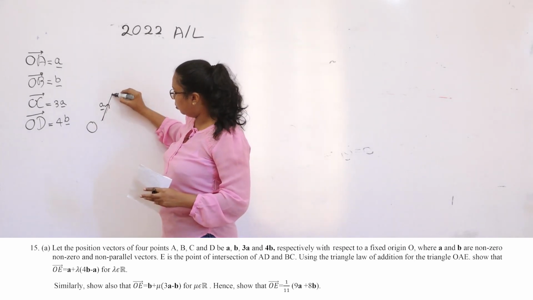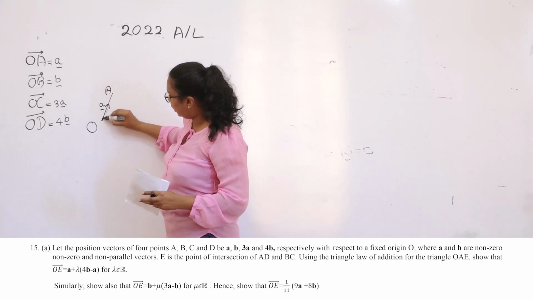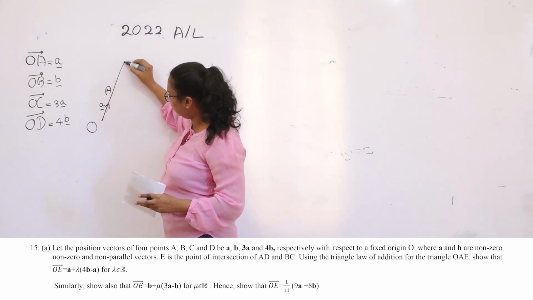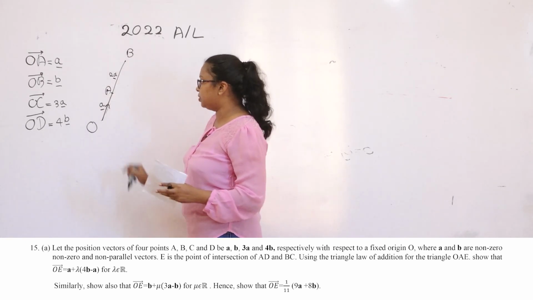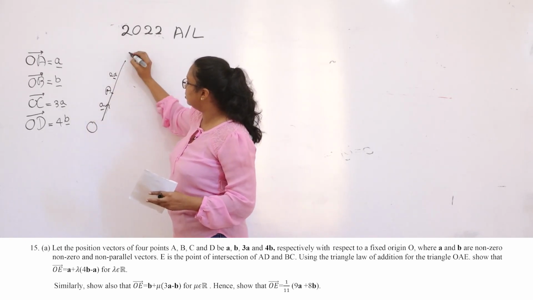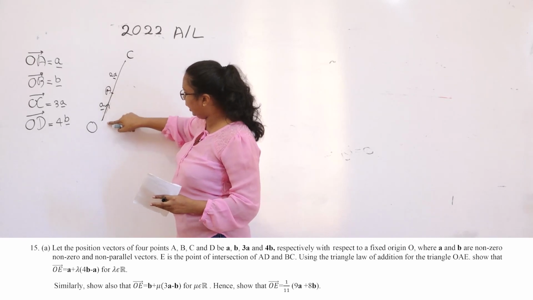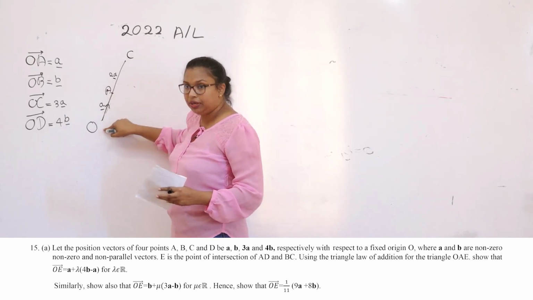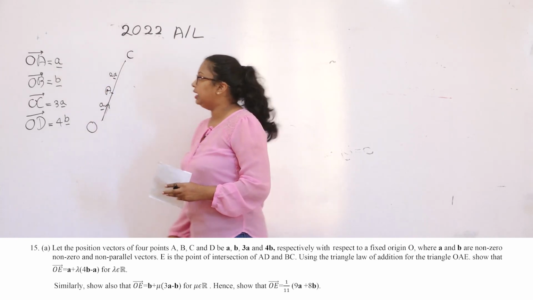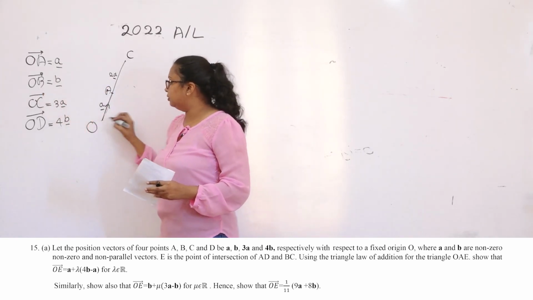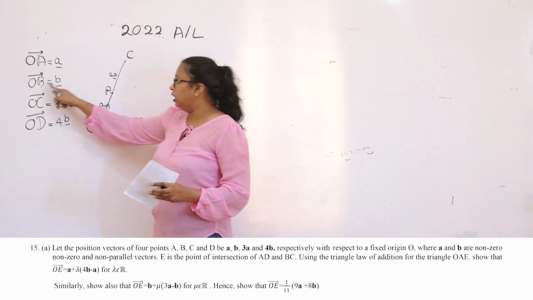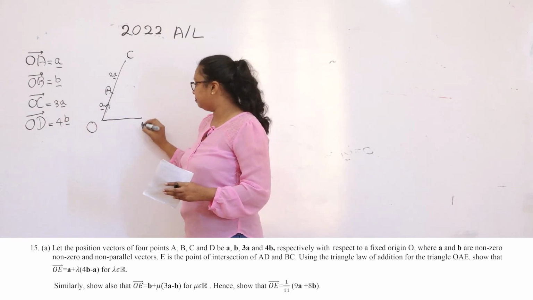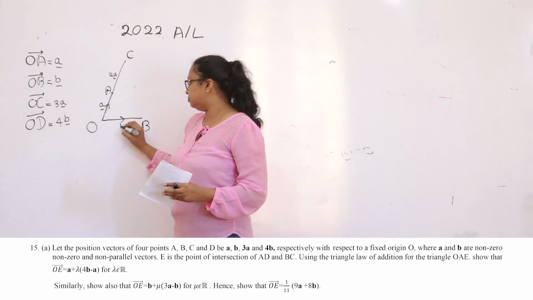So, they should lie on the same line. This is OA, right? And 3a should be 3 times like this. So, the rest of the thing should be 2a and this is, I am sorry, this is C, point C. So, you can see that a plus 2a, vector OC is 3a and vector OA is a. The next one, OB, we draw in this direction, right? You can change the direction, this is the way I draw. OB, that is b.